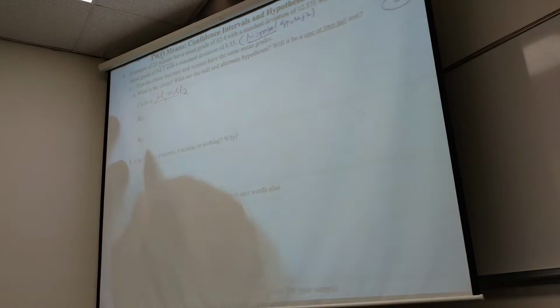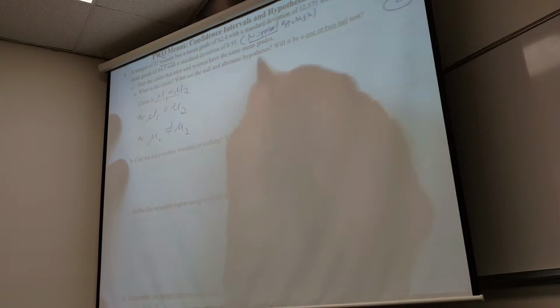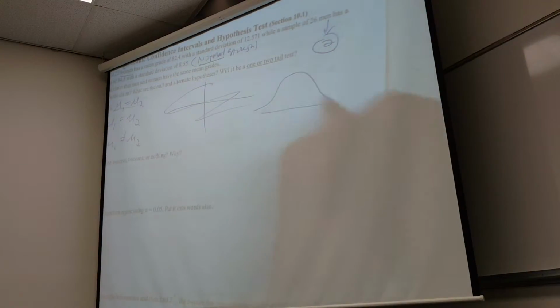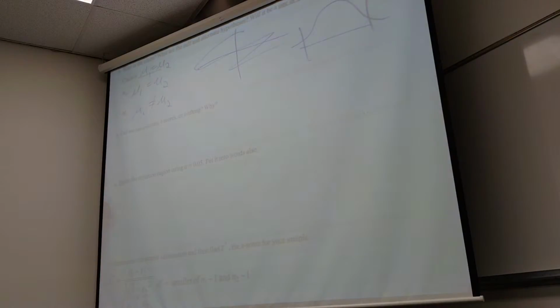So which one is that? H0. So what's H1? How many tail tests will this be? Two tail tests. What am I doing? I'm stuck in algebra. Two tail tests. It's hard to change modes sometimes. It's like changing gears. How are we doing so far?